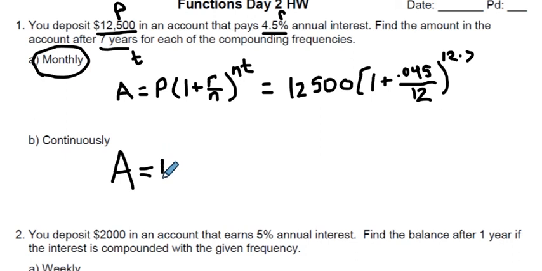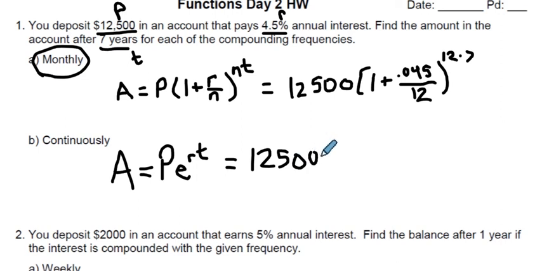Now if it's continuously, it's a different formula. Some people call it the PERT formula because it spells out PERT, but the only difference here is E is a number. It's not something you're going to find in the problem itself; it's just a button on the calculator. It's the same thing: P is principal. The only difference is you don't have to do that parentheses thing.